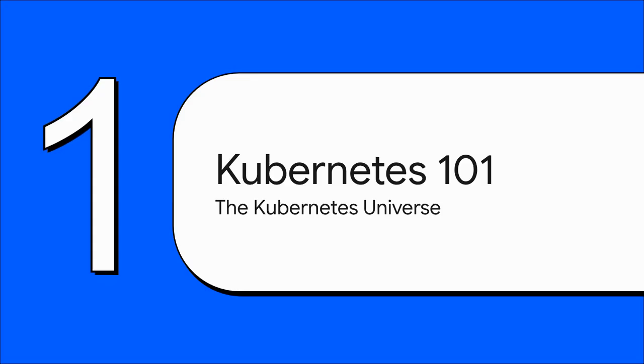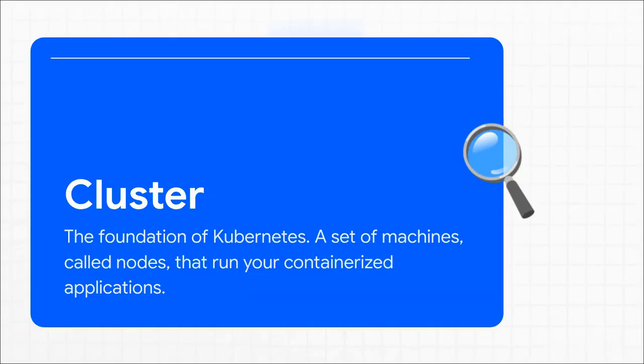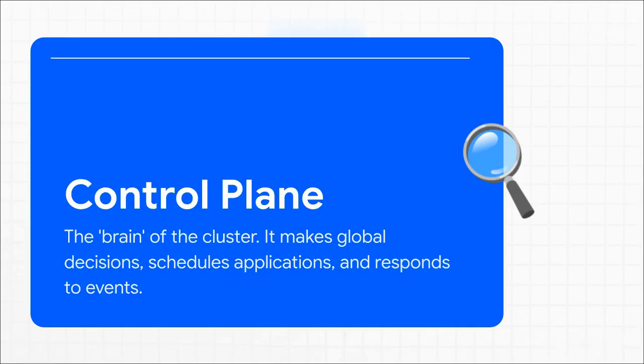So before we can even get to the cool AWS-specific stuff, we all need to be speaking the same language. Let's quickly break down the absolute essential building blocks you'll find in any Kubernetes environment. First up, we have the cluster. The easiest way to think about a cluster is that it's your entire playground. It's the sum total of all the computers, all the CPU, all the memory, all the resources that Kubernetes gets to control to run your apps. It's the whole thing.